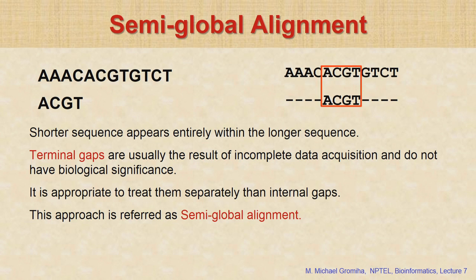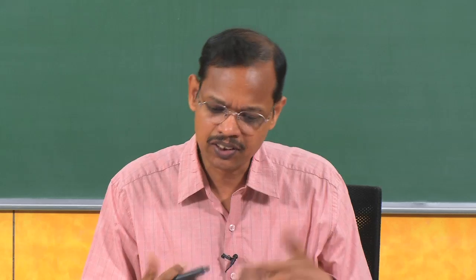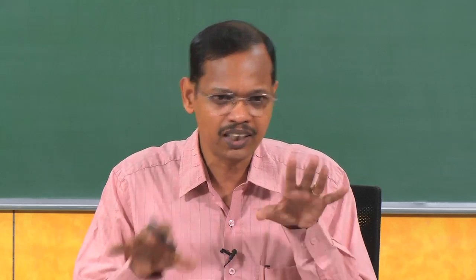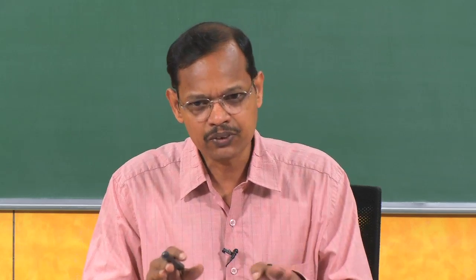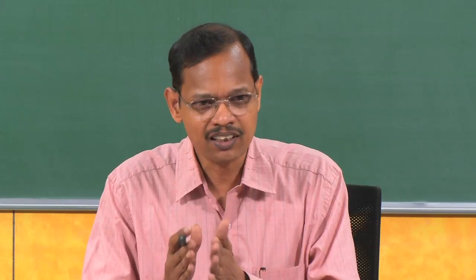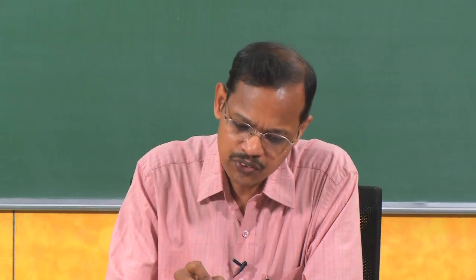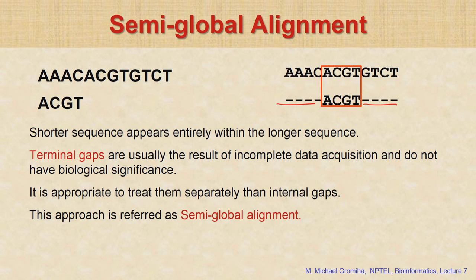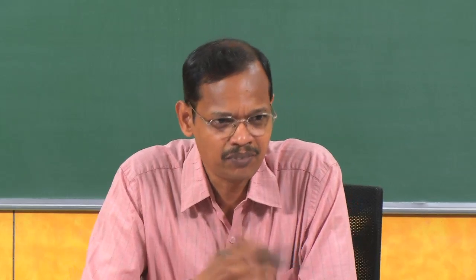And there is also another alignment called semi-global alignment, this will tell you how we can align the different sequences with respect to gaps, internal or outside. In some cases, if you see the gaps outside, these terminal gaps are usually the result of incomplete data acquisition and may not have any biological significance. In this case you can remove these gaps, and if you remove the terminal gaps, then we align only the sequences which are in between. So, this type of alignment we call semi-global alignment.